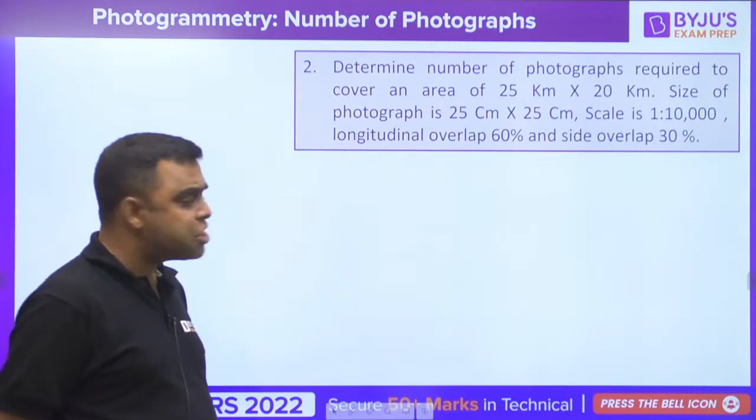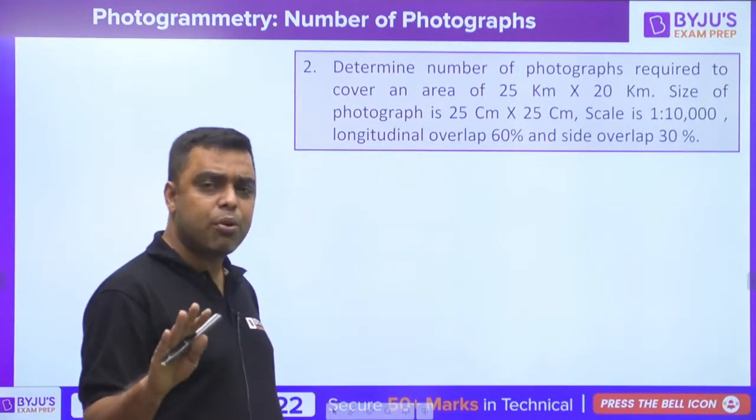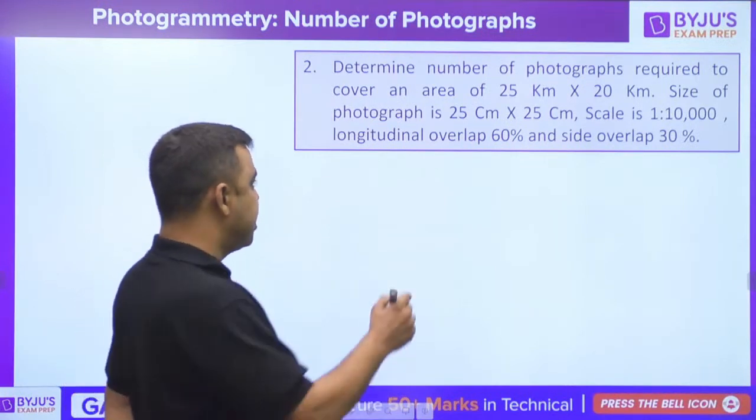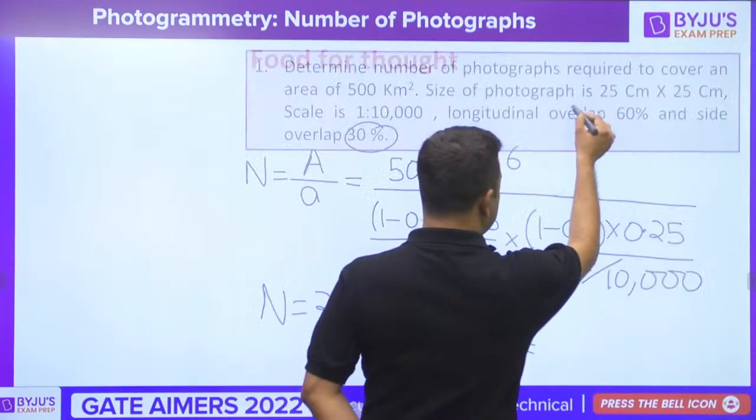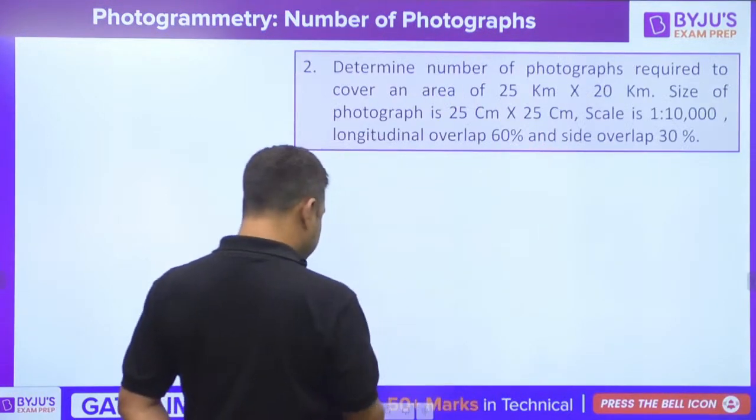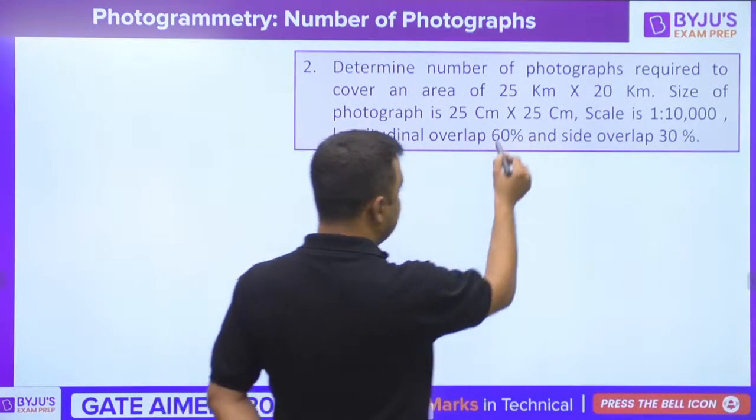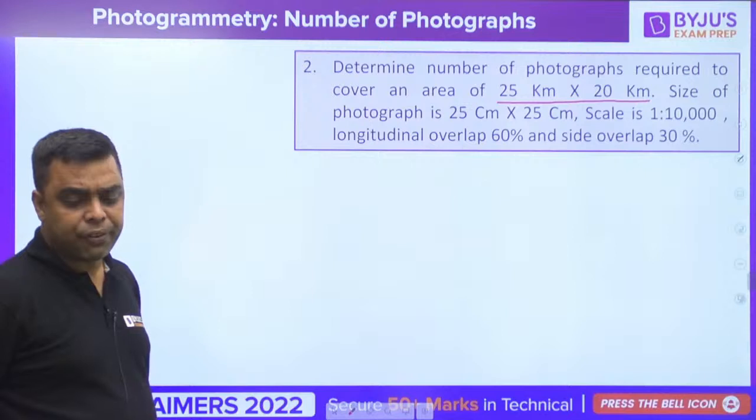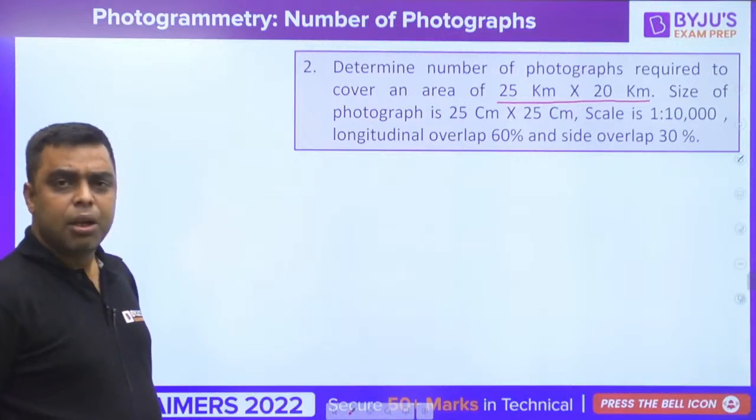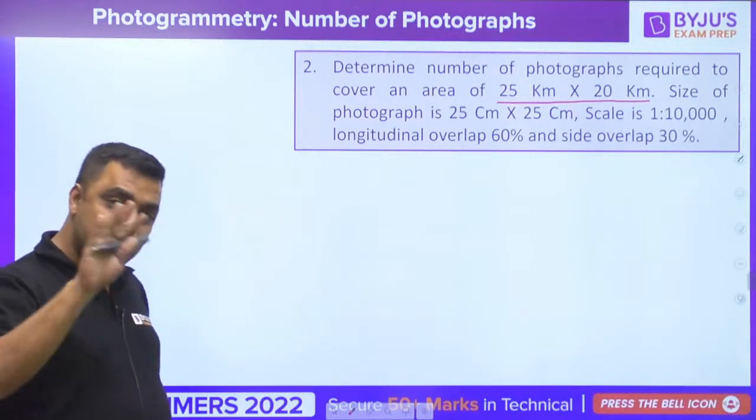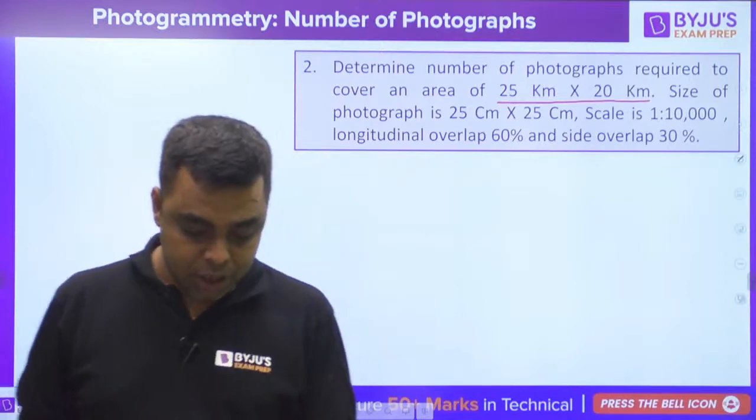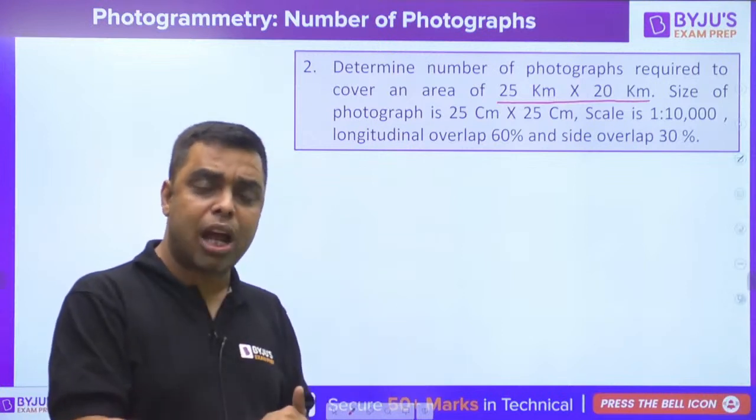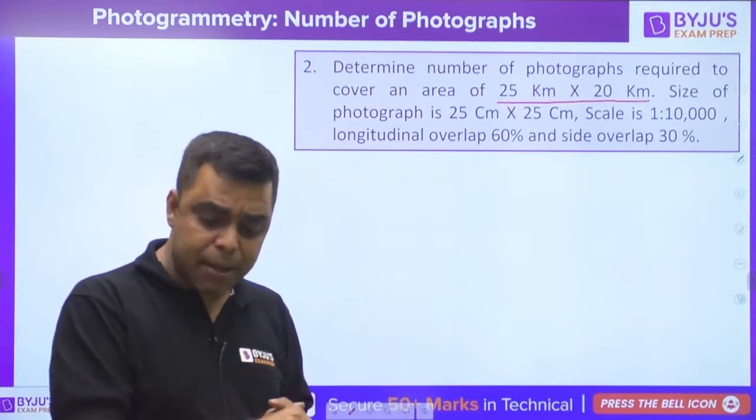So guys, can you check that every condition is the same over here. Every condition is the same, but what is the difference? The difference is that the dimensions of the ground are given. And you can also check that the total ground area is also the same. So, will we get the same number of photographs?